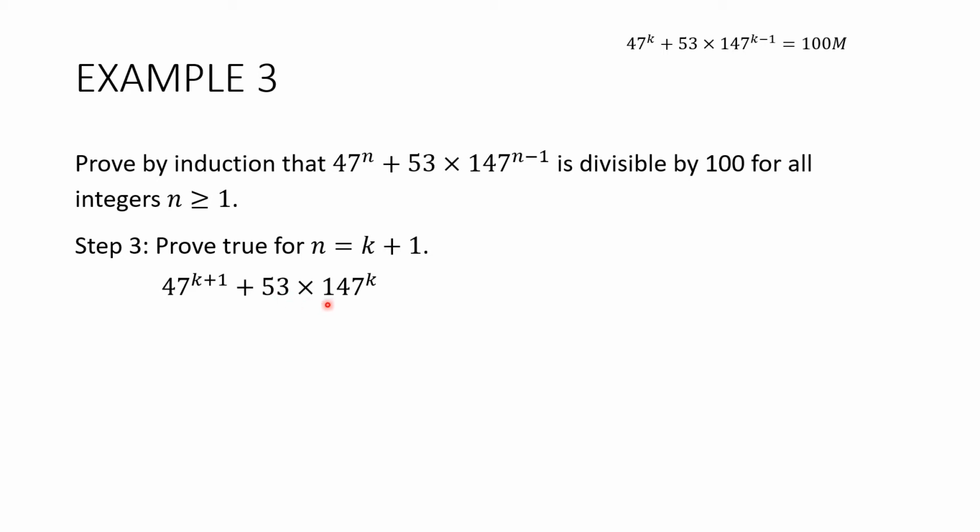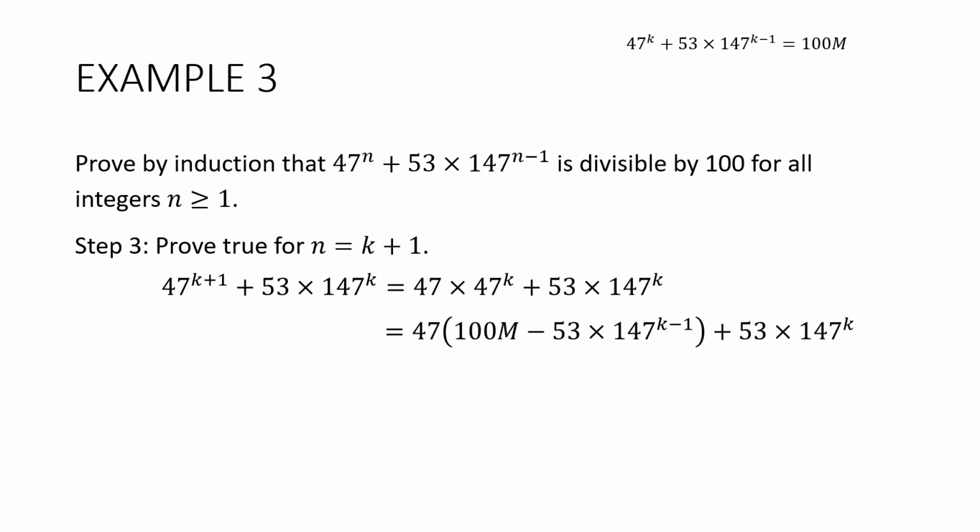Now don't be tempted to multiply these two together, because this is to the power of k and this isn't. So this is 53 times 147 times 147 times 147, k times. So just leave that alone. Have a look up here and see how we might substitute this in to this expression. I'm going to use the 47 to the power of k, so I need to make that out of this term. So that's 47 times 47 to the k. So instead of 47 to the k, I'm going to substitute in 100m, take 53 times 147 to the k minus 1. And we'll put it in brackets.